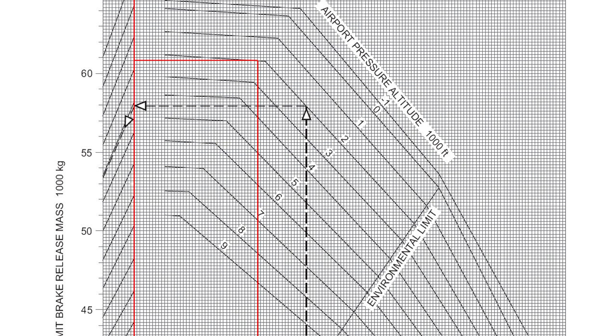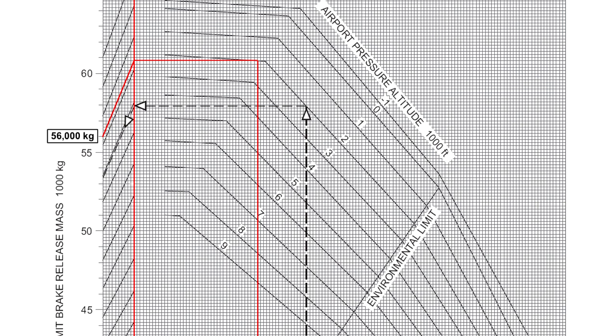Depending on the flap setting selected for takeoff, will determine where we go next. If 5 degrees flaps were selected for takeoff, then just travel straight across. Whereas if 15 degrees flaps were selected, as in our example, travel down using the guidelines to the edge of the graph and read off the climb limit brake release mass. In our example, the climb limit mass is 56,000 kilograms.